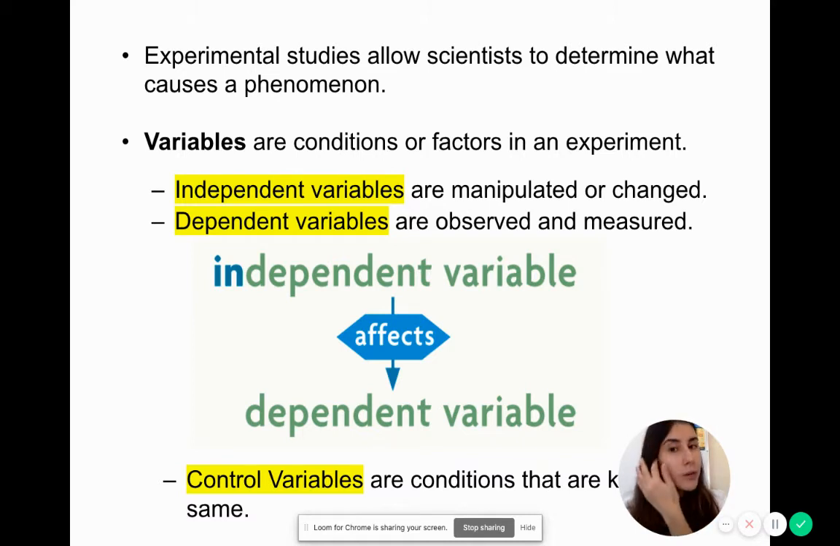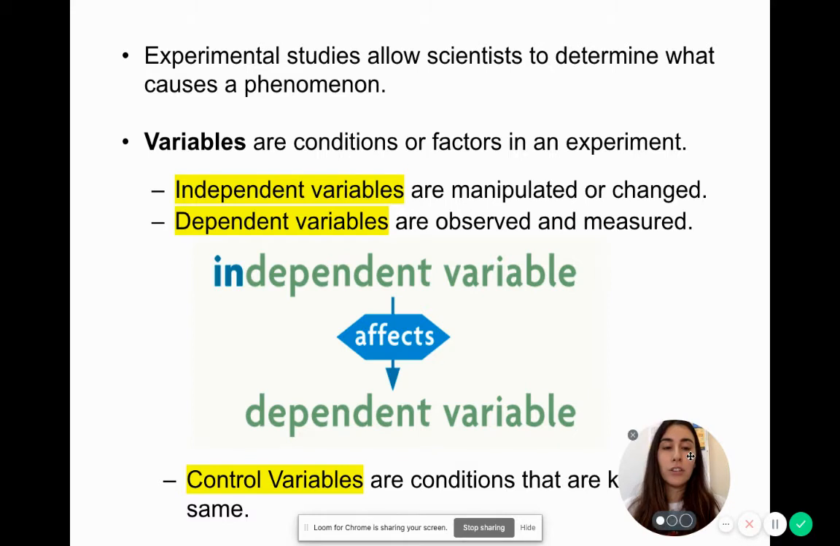The second type of variable is the dependent variable, and the dependent variable is a variable that is observed or measured. And this is what basically is being affected by the independent variable. So that's why it's called dependent, because it depends on, or it is affected by, the thing that you change, or the independent variable. And finally, the control variables are the conditions that we keep the same.